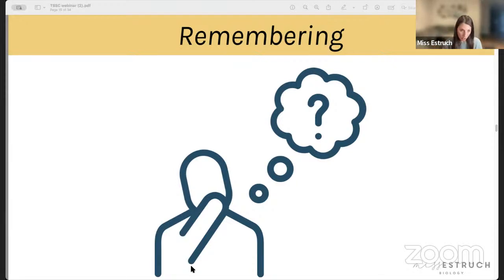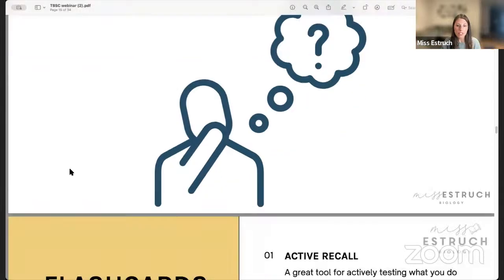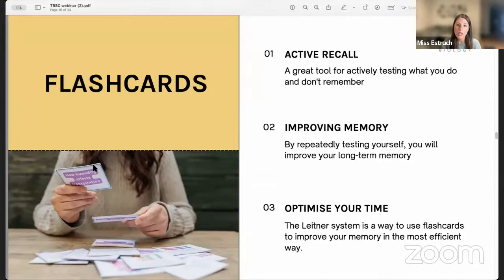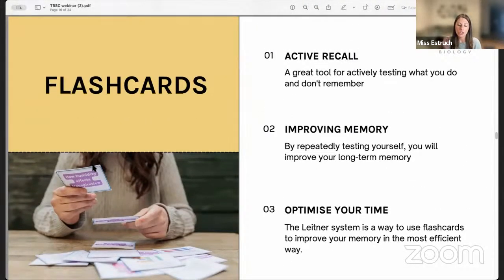Okay, brilliant. So there's lots of good strategies there. There are lots of things you could do, but the main thing is to improve your memory, it has to be active recall. And what that means is you're doing an activity which tests, do you know this fact?